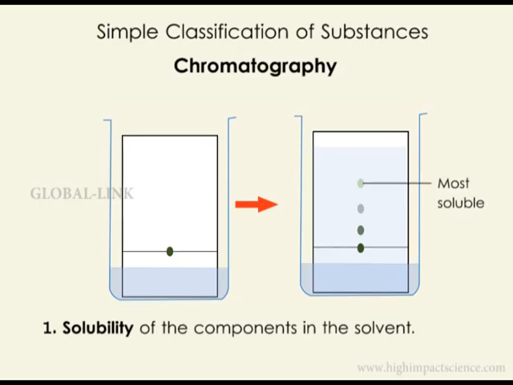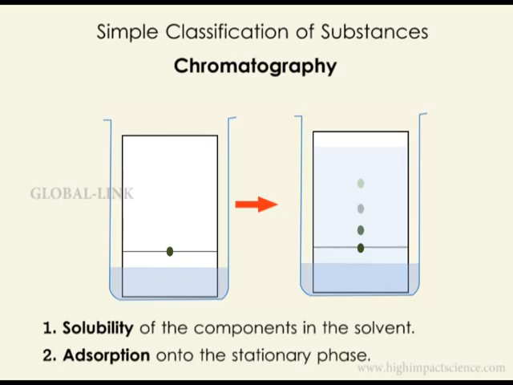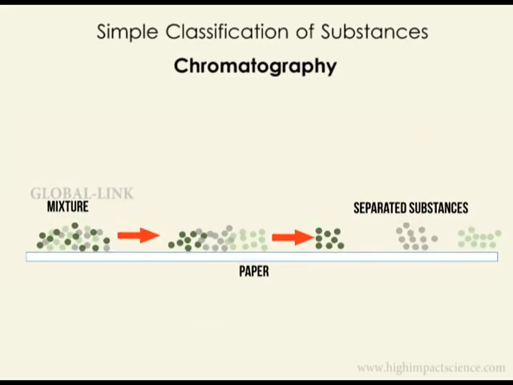And secondly, adsorption, or how strongly the substance is attracted to the filter paper. The stronger the adsorption, the slower it moves. So it's really a combination of these two factors that determine how far a substance moves. In this case, we can say that the lowest substance had the strongest adsorption or the lowest solubility. You should notice that the mixture is now separated into pure substances.